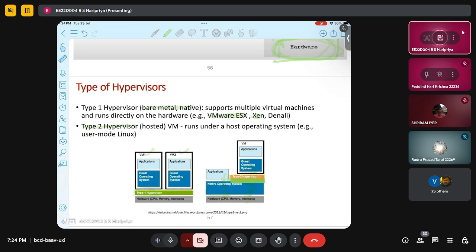So here the Type 1 hypervisor needs to be written for the complete hardware, but in the Type 2 hypervisor we require somewhat lesser effort, because you are not writing all the drivers for controlling the underlying hardware from scratch. That is the difference.